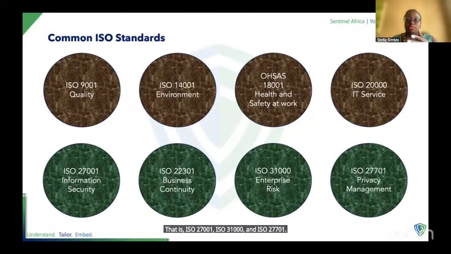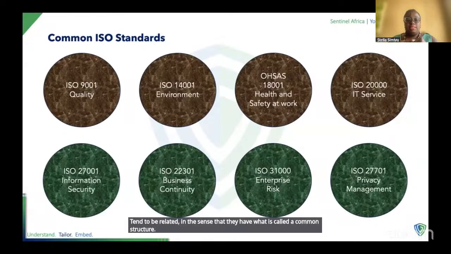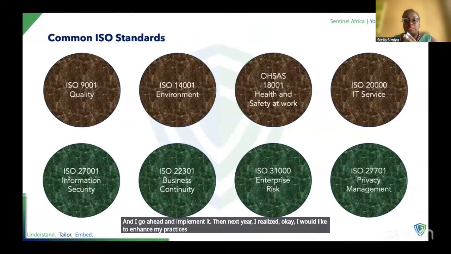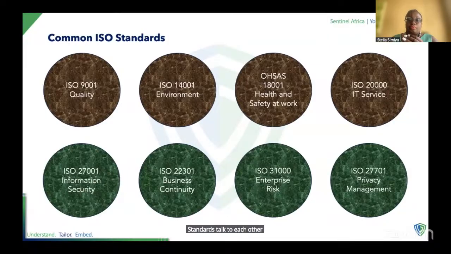What you'll also notice is that these ISO standards tend to be related in the sense that they have what is called a common structure, meaning that if today I decide I need to implement ISO 27001 and I go ahead and implement it, then next year I realize I would like to enhance my practices by implementing ISO 22301, there will be some commonalities so as to enable the standards to talk to each other.